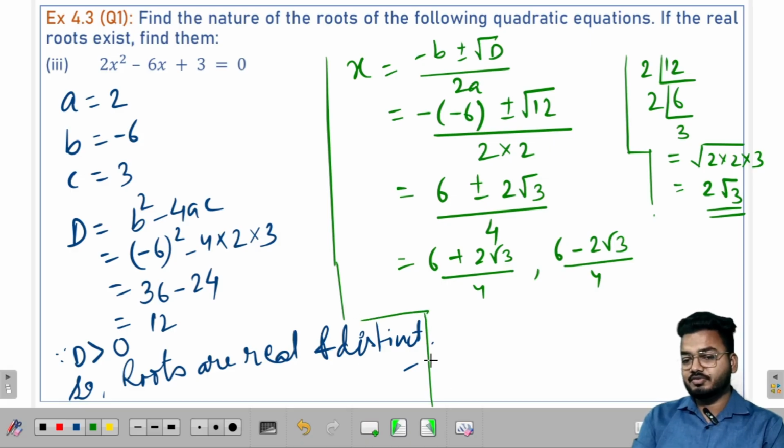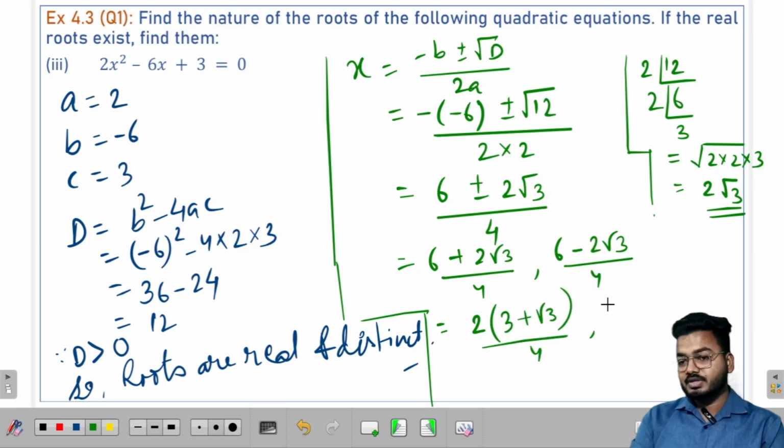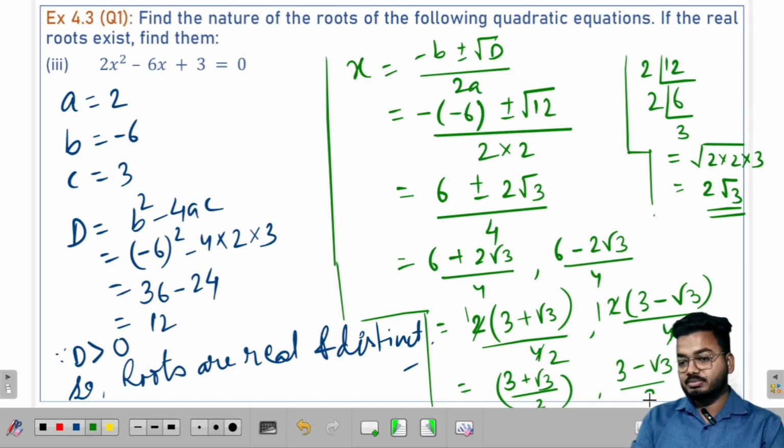अगर इसको सिंप्लीफाई करके लिखना चाहें हम, I can take 2 as common. (3 plus root 3) divided by 4 and (3 minus root 3) divided by 4. 2 1s are 2, 2 2s are 4, cancel out कर सकते हैं. So the remaining part will be (3 plus root 3) by 2 and (3 minus root 3) by 2. So these two are the roots of this quadratic equation.